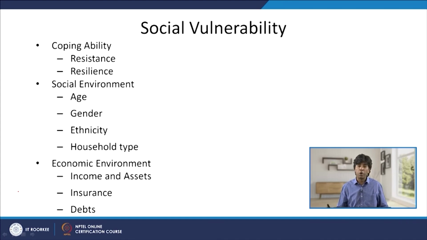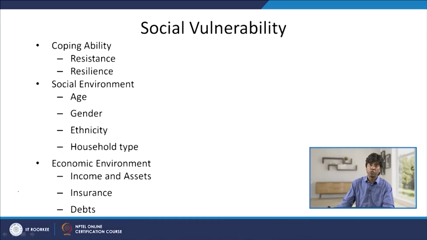It also depends on what kind of ethnicity is exposed to disasters. A mainstream or majority ethnic community is less vulnerable than a minority community or minority ethnic races. And also it depends on household type, joint family or nuclear family. So these are all social environments that define the social vulnerability to disaster.